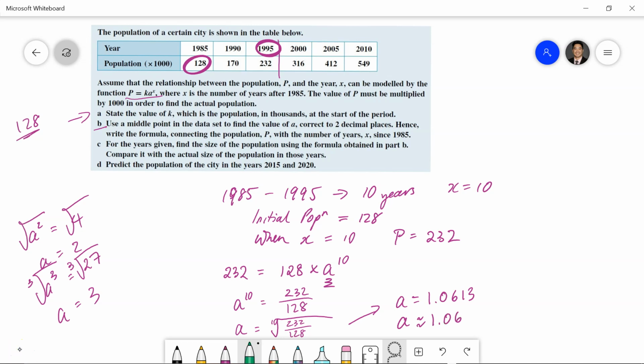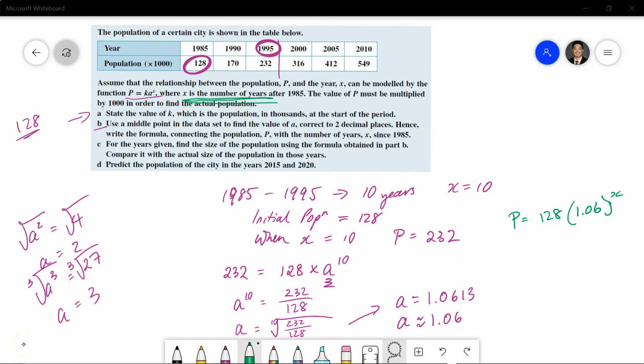Now that we've worked out what a is, our actual formula for the population is going to look like P is equal to 128 times 1.06 to the power of n, where n is however many years. Or we could use the power of x, the same thing, to make it more consistent with the narrative here, where x is the number of years after 1985.